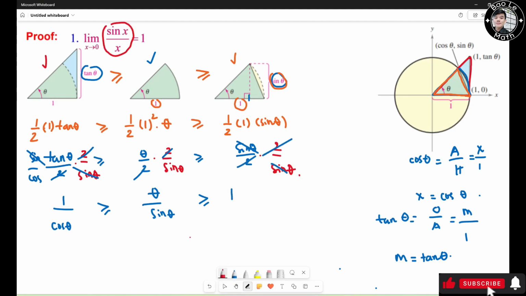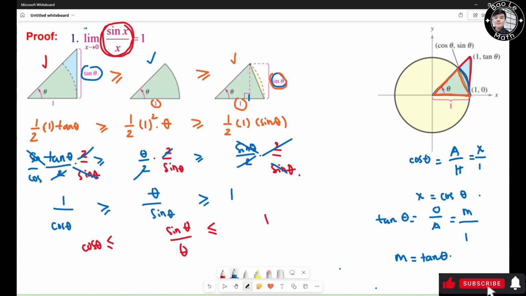Now you need to take reciprocals of the 3 sides of this compound inequality, because you need this expression right here. Then don't forget to reverse the inequality symbols. So greater than or equal to becomes less than or equal to. Theta over sine theta becomes sine theta over theta, this becomes 1, and this becomes cosine theta.